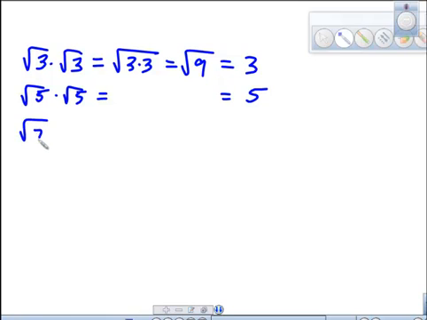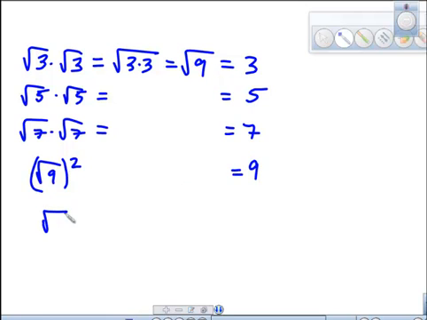So if I had the square root of 7 times the square root of 7, I'd go, well, that would just be 7. So if I had the square root of 9 times the square root of 9, are you following me there? Then that's just going to be 9. So if I had the square root of pi times the square root of pi, I would just get pi.